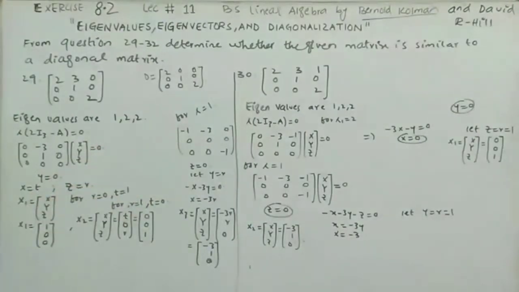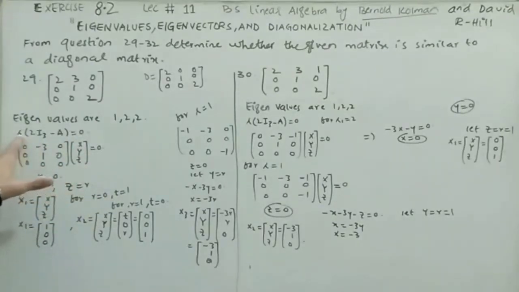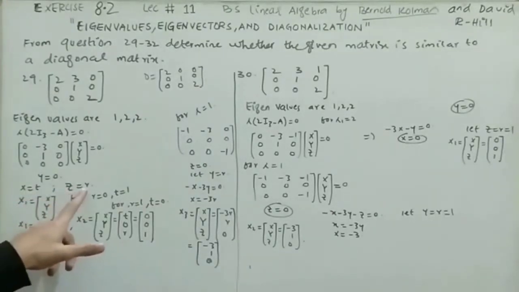Ax is equal to lambda x. So take x common. We are left with lambda I3 minus A. So first put lambda 2. So 2 I3 minus A is this matrix. It will give us this multiplied by xyz, which is equal to 0. So over here y is 0. Now I am not given the value of x and z. So let's suppose I consider x is equal to an arbitrary constant t and z is equal to an arbitrary constant r.